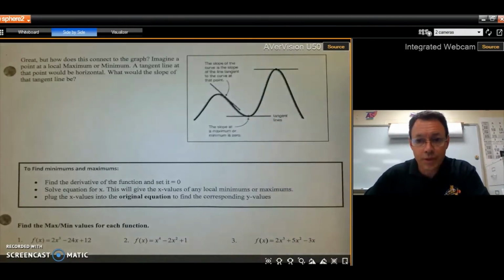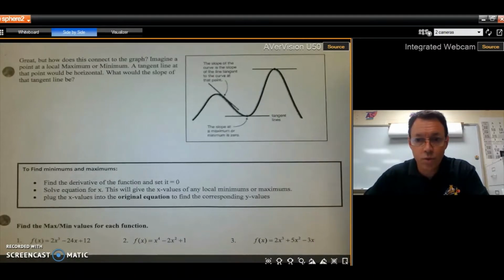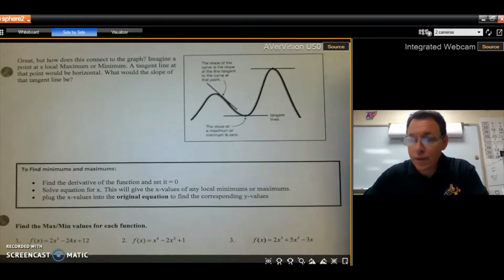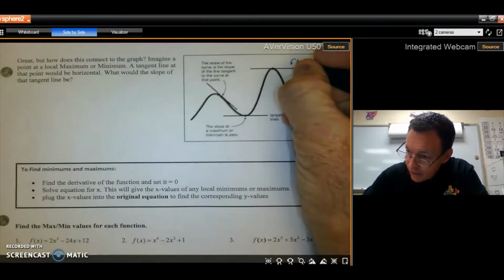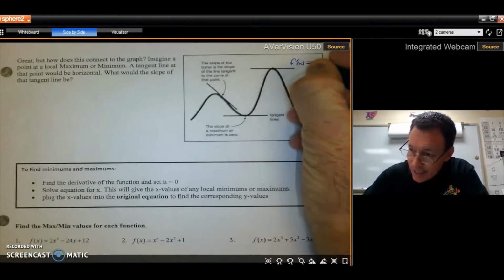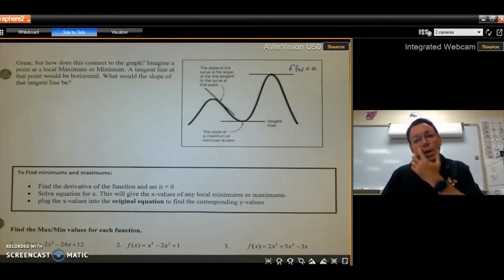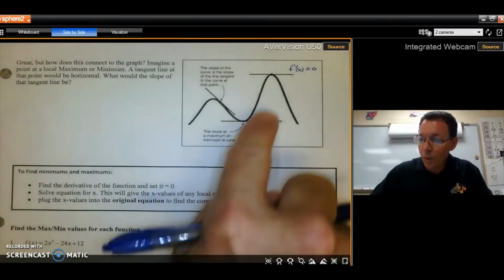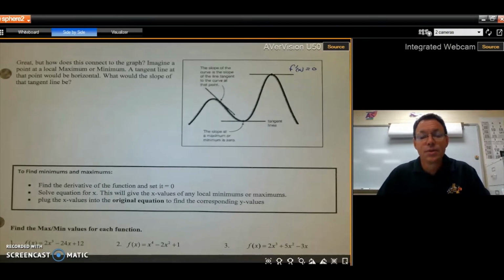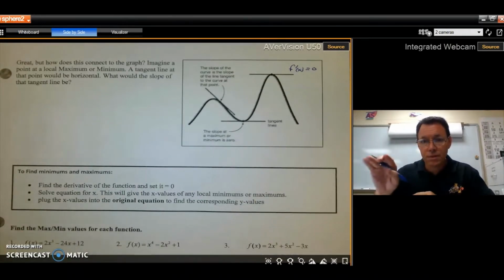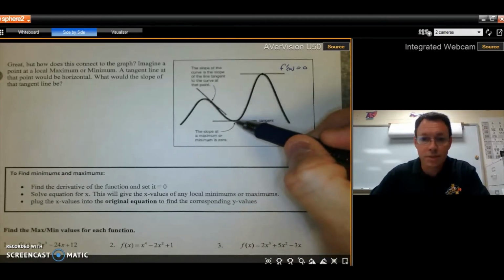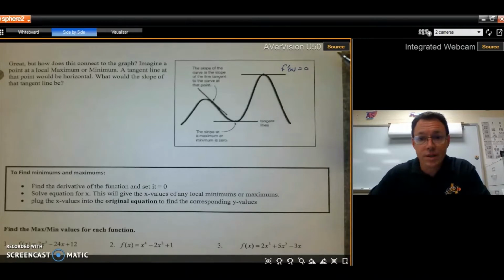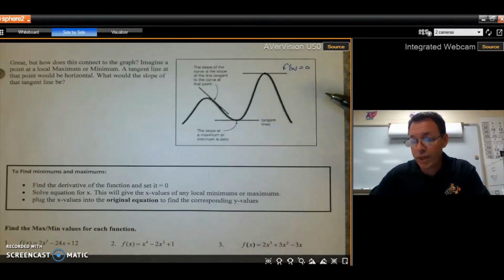So what would the slope of that be? Well, the slope of a horizontal line is 0. So in other words, if we take our derivative, f prime of x, and set it equal to 0, we can find at what x values our slope equals 0. And anytime you have a slope of 0, that means you are at one of these local maximums or local minimums. And that's what you do with the derivative. That's going to find these high or low points for us.